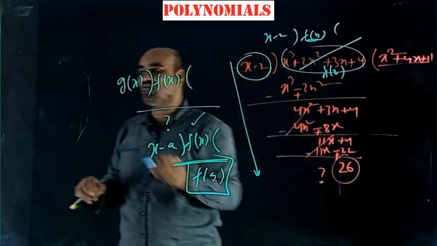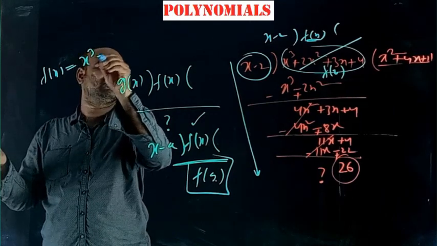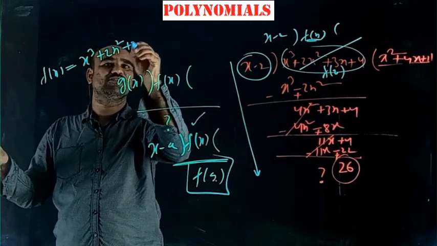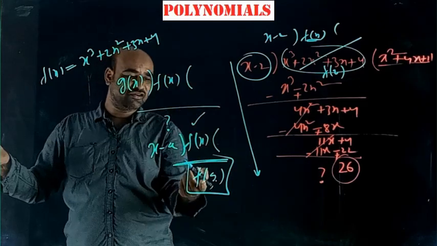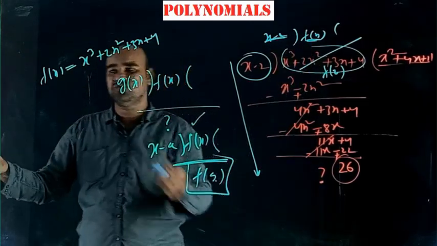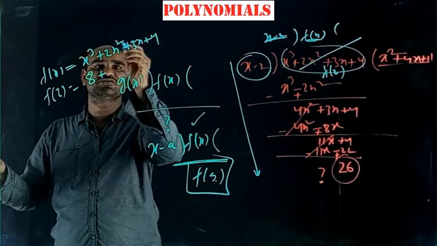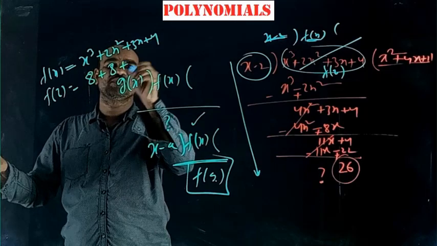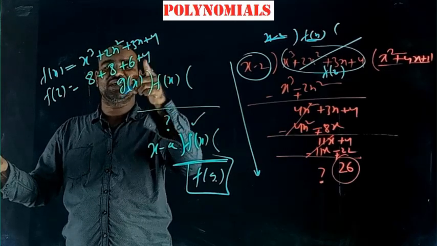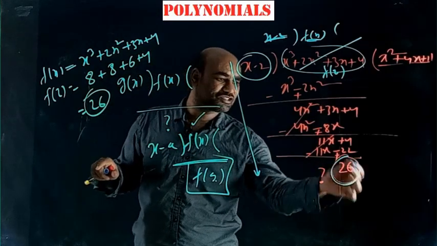So try to find f of 2. What is f of x here? F of x is x cube plus 2x square plus 3x plus 4. According to the remainder theorem, if f of x is divided by x minus 2, the remainder is f of 2. Find the f of 2 value. F of 2 equals 2 cube, 8, plus 2 square, 4, that is 8, plus 6 plus 4, that is 10, total 26. Therefore 26 is the remainder. Here also you got 26 only.